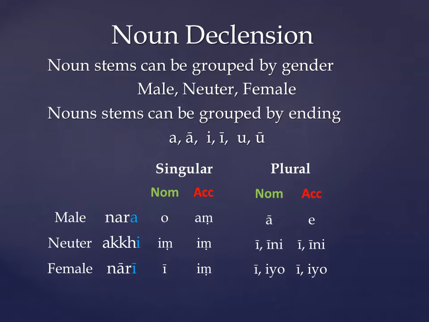Now if we want to form a noun in the plural nominative, we have to use the plural endings. For masculine stems ending in a, the plural nominative becomes a long a. But with neuter and feminine nouns, there are variant endings, with ini and io being the most common. Well, that's a lot of information. So let's look at some examples.